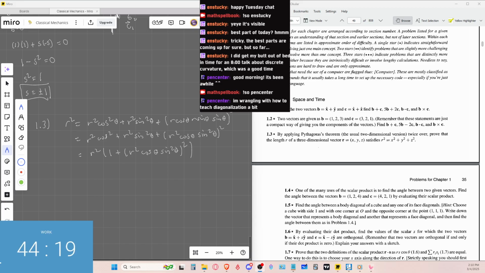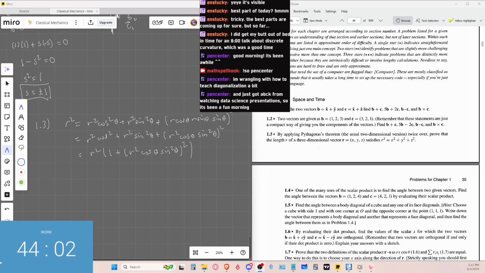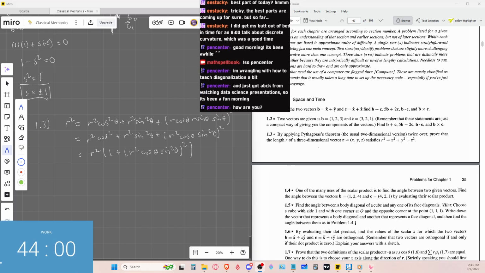I'm wrangling with how to teach diagonalization for a bit. Oh, okay. That sounds fun. Learning how to actually teach yourself something is usually a good exercise to see if it would be good to teach people that. Just got back from watching data science presentations, so it was a fun morning. Nice. I'm doing okay. I can't complain. I'm on stream right now with you guys.